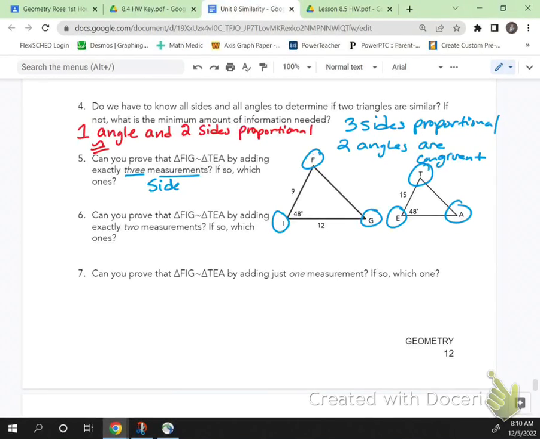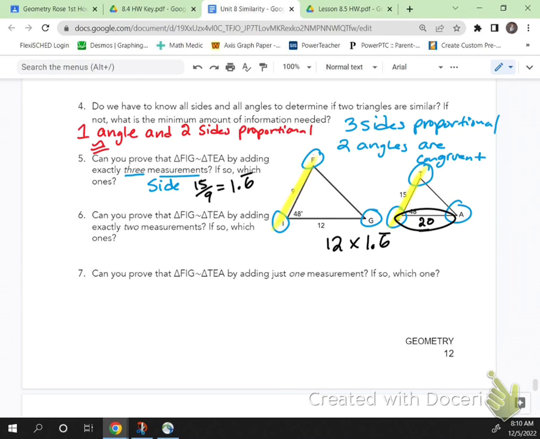Let's talk about what's going on here. If I want to add side measurements, the first thing I'm going to do is find these corresponding sides. Those are corresponding. And I'm going to do 15 divided by 9 to get my similarity ratio. It's probably not going to be a pretty number, but that's okay. It is 1.66 repeating. That's my similarity ratio. To get this side, I'm going to do 12 times 1.6 repeating. And I get 20.